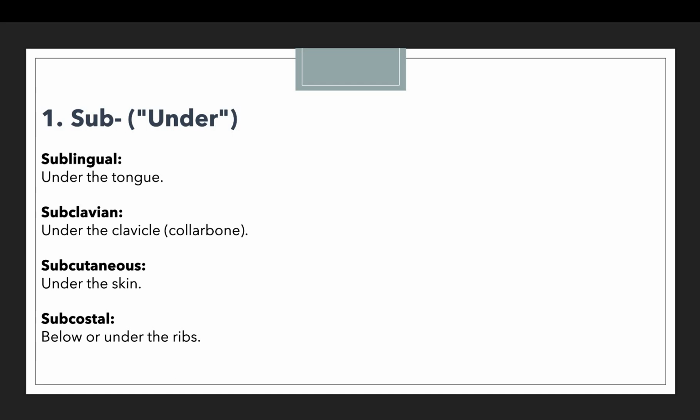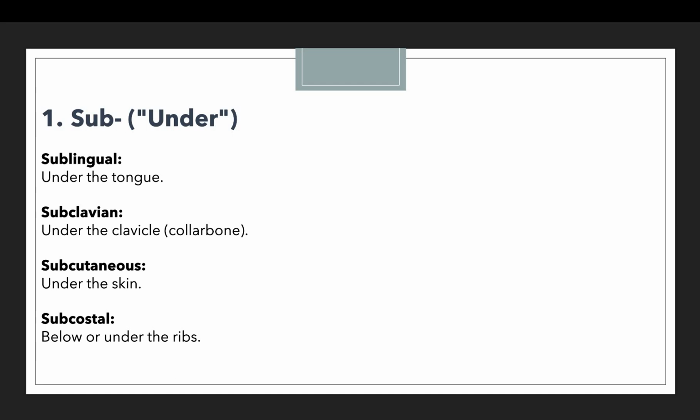Focus on the first example, which is sublingual. Sublingual means under the tongue. So whenever we want to showcase something as under the tongue, we will use the terminology sublingual, which is composed with the prefix sub. Sub is a prefix and lingual is something related to the tongue, or used to denote the tongue.